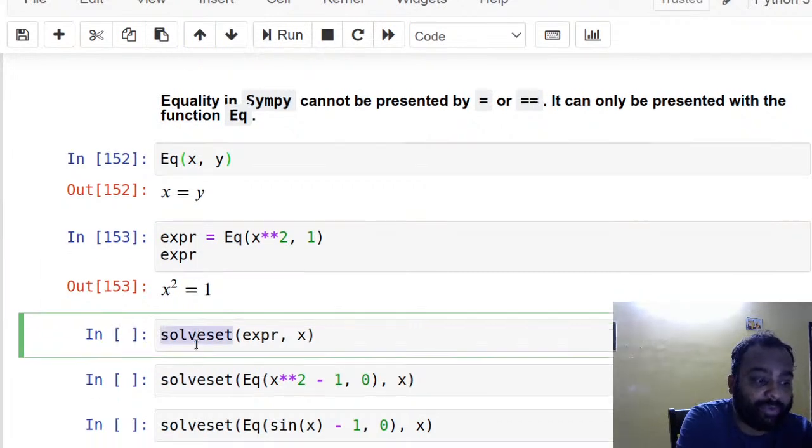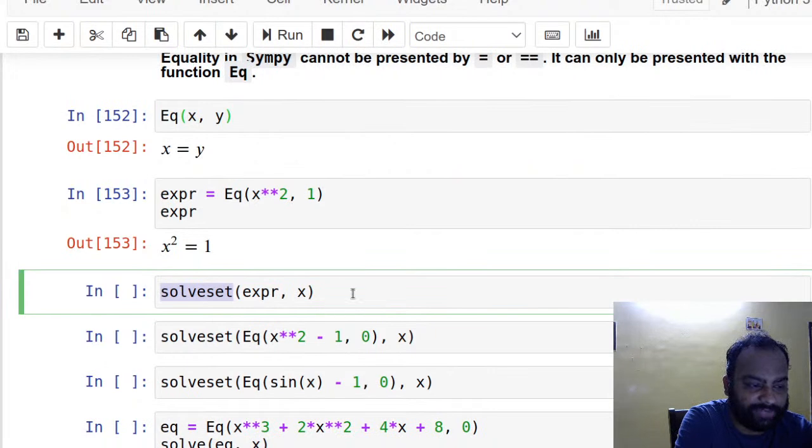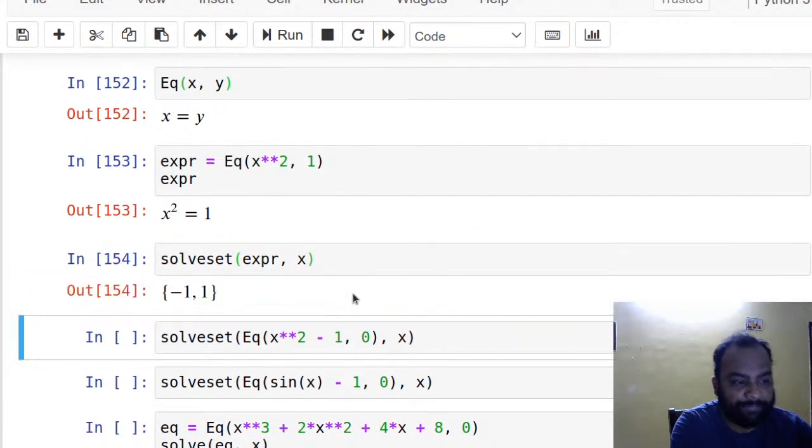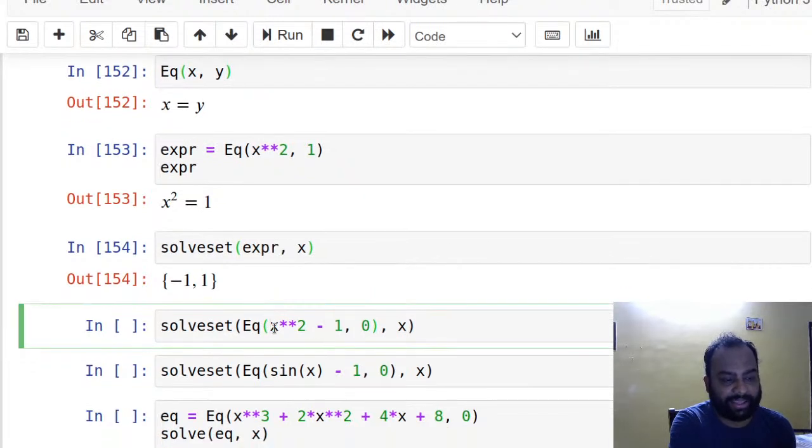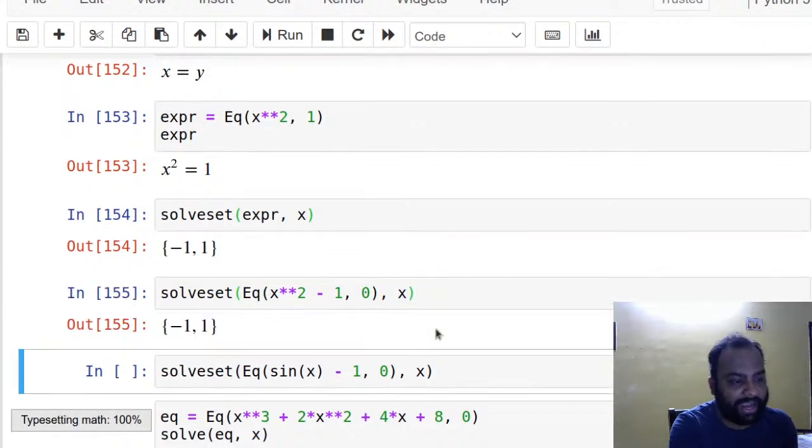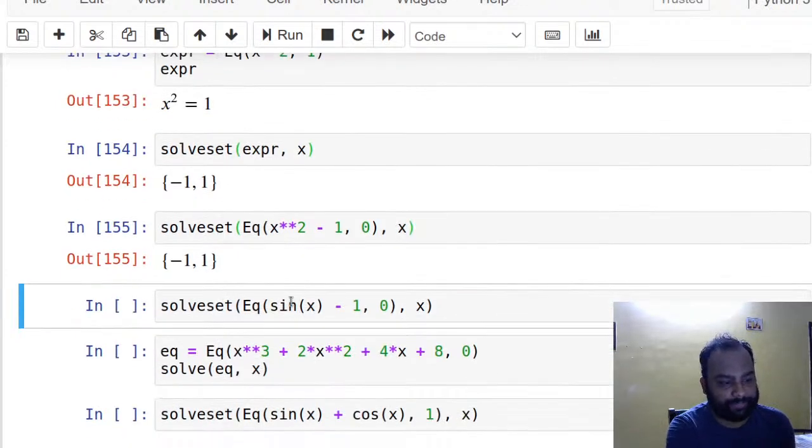In order to calculate that, we use the function solveset. If I use the function solveset and evaluate this, it gives me the set of solutions for that expression. The expression was an equation x square equal to 1, and I calculated the solution set, which was minus 1 and 1. Let me show you another equation where the result is the same. Essentially we are writing x square minus 1 equal to 0. That's the equation, and we are solving for x. If I do that, again the same result appears here.